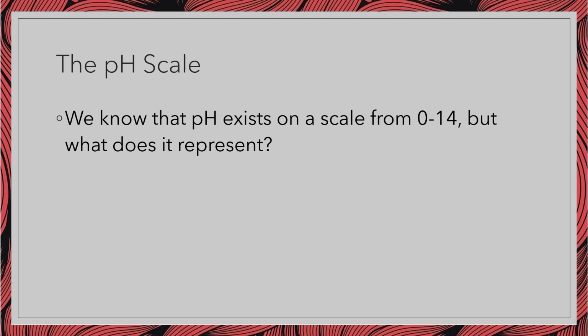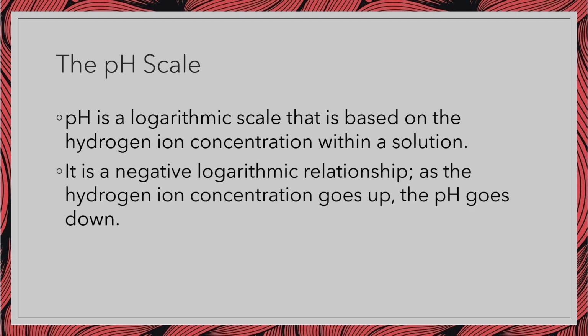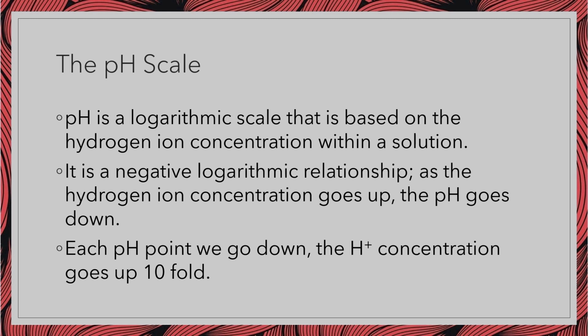Now, pH scale. So we know pH exists on a scale from 0 to 14, but what does it actually represent? Well, pH is a logarithmic scale that's based on the hydrogen ion concentration within a solution. So it's all the H pluses that are donated or dissociate in solution, from our Arrhenius acids or our Bronsted-Lowry acids. It's a negative logarithmic relationship. Basically, as the hydrogen ion concentration goes up, the pH goes down. And each pH point we go down, the hydrogen ion concentration goes up tenfold.